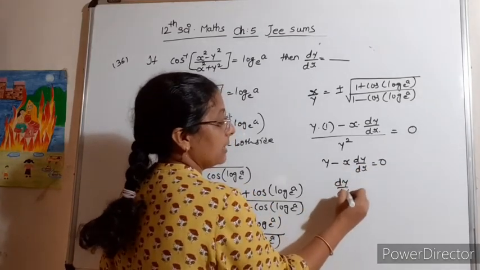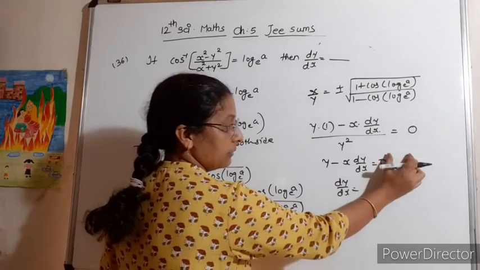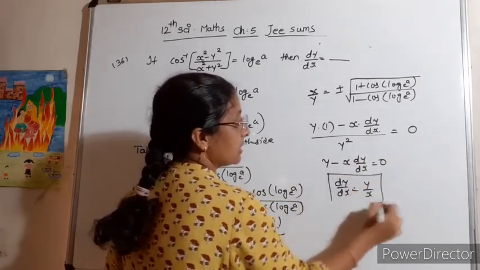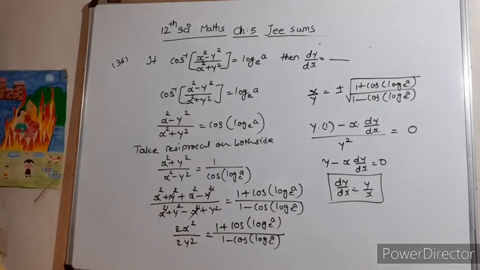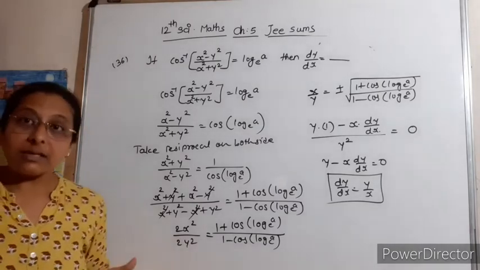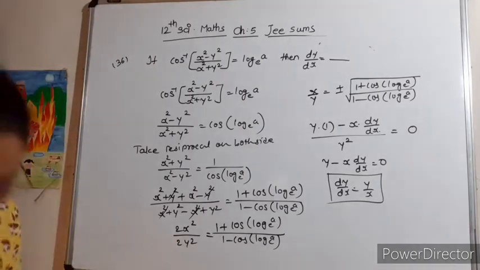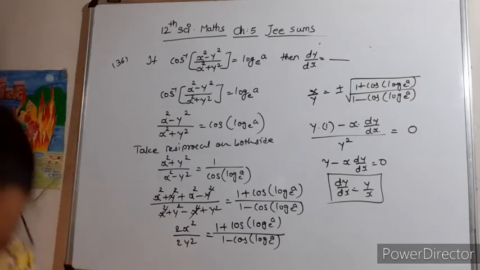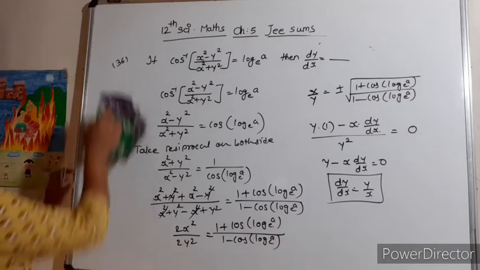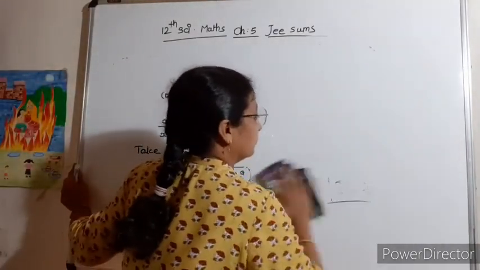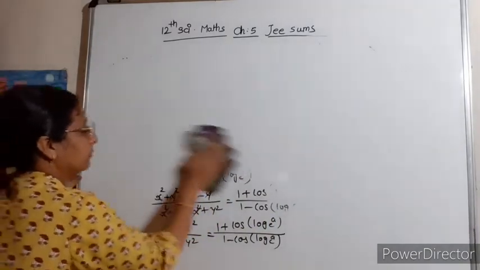So dy by dx क्या हो जाएगा? पूरी टर्म इस तरफ, y upon x. So what is the value? dy by dx की वैल्यू क्या मिली? y by x. थोड़ा सोचने जैसा सम है, याद रखने जैसा सम है, but it is very important. You understand that? Yes. Then we'll go ahead to the question number 37.